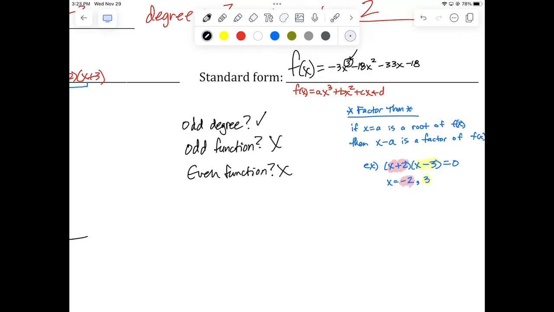So is it possible for an odd degree function to not be odd? Yes. Can an odd degree function be odd? Yes. You just have to look at it. Does it have origin symmetry? If yes, it's an odd function. Is the leading exponent, the largest exponent, an odd number? If so, yes, it's an odd degree.